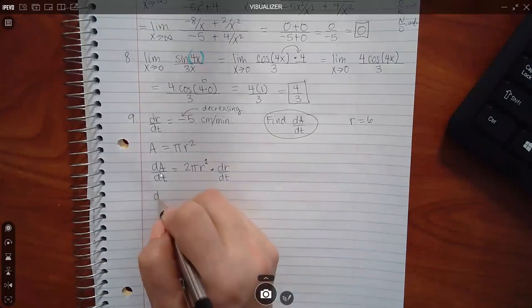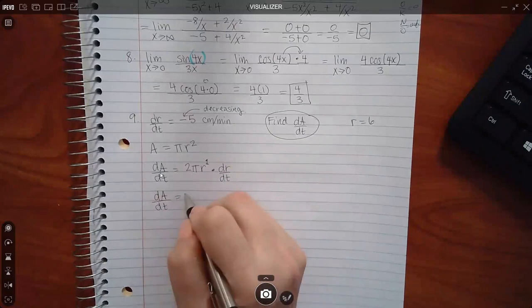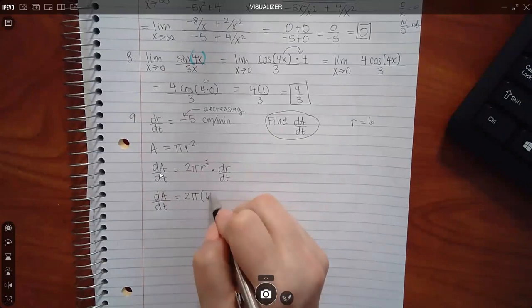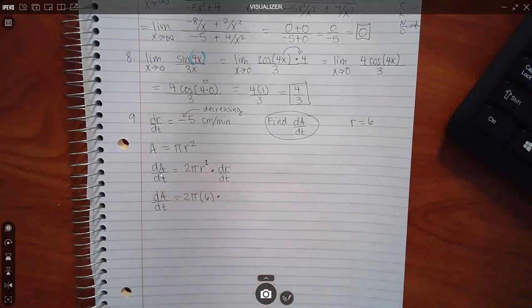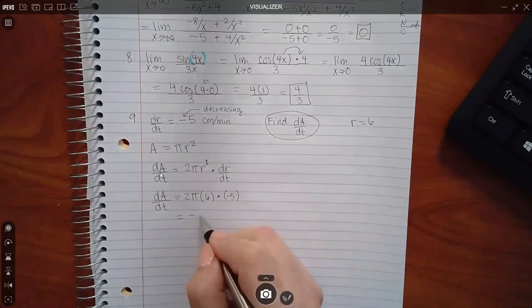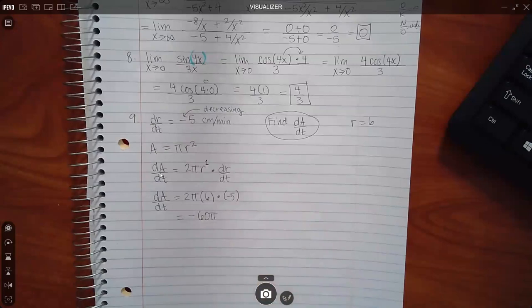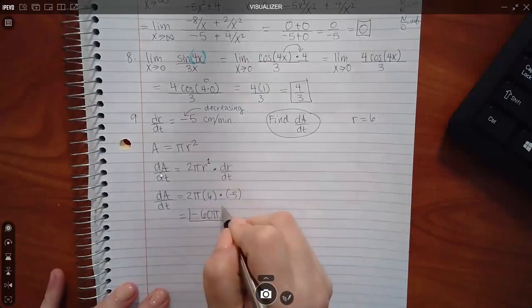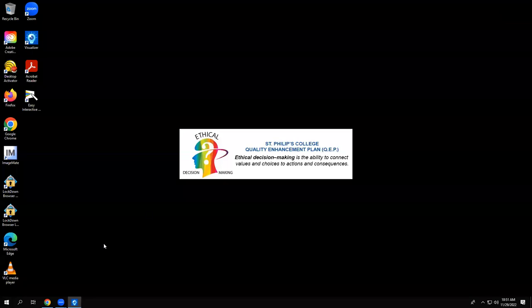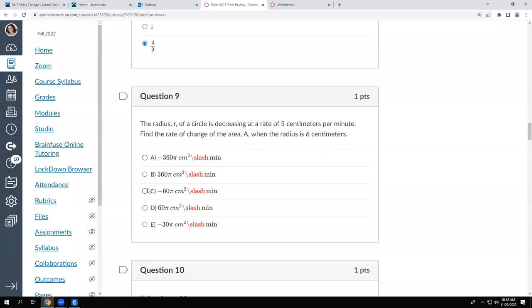And I have all the numbers I need to plug in. You have r. What is r? And I don't have to write power one. And then what's dr/dt? Negative 5. So when I multiply all that out, it's actually negative 60. So if the radius is decreasing, it looks like the area is decreasing as well, right? Which makes sense logically, right? So it would be this one. This is the only one with negative 60.